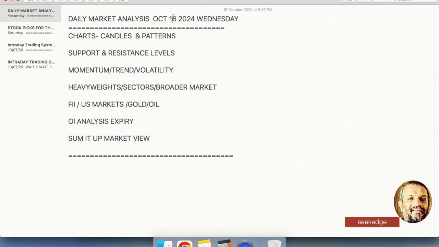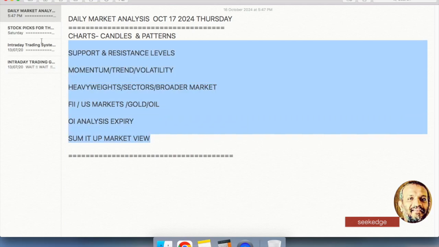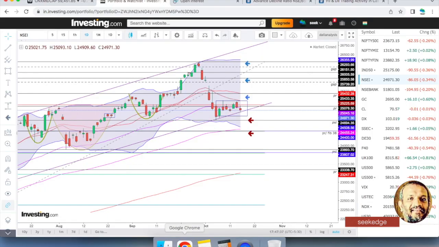Let's do the analysis once again for the next day. That's October 17th, tomorrow, 2024. So this is what primarily we'll be looking at. Let's get into the charts.